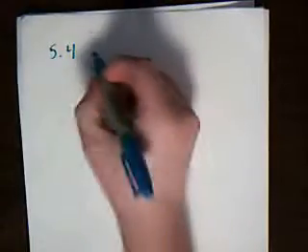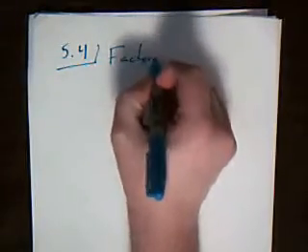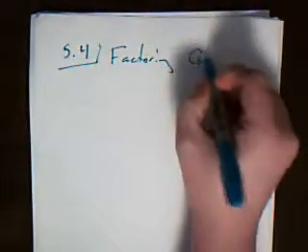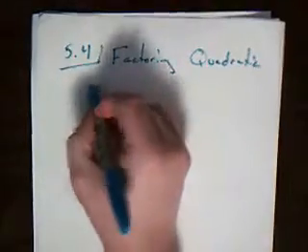Alright, so we're going to start with our first section. This is 5.4, where we're factoring quadratic trinomials.